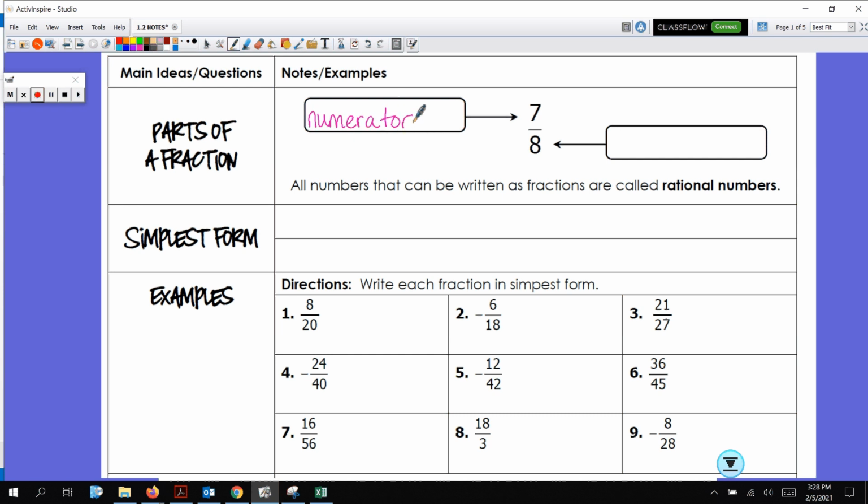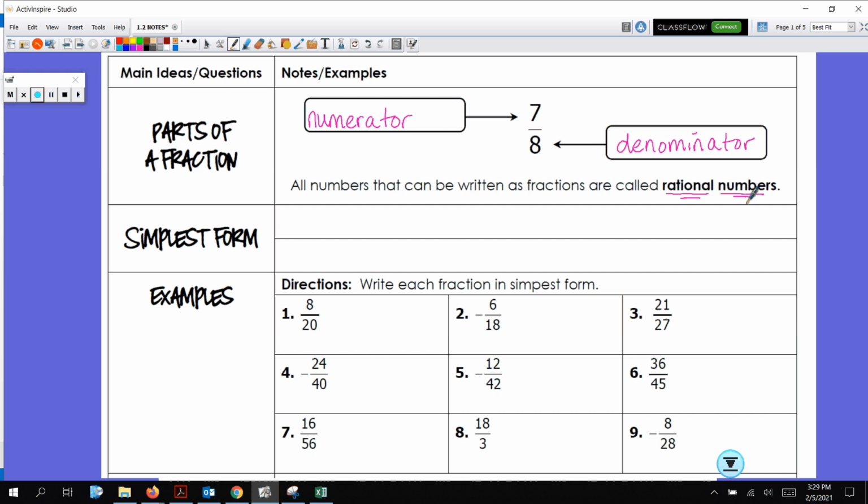Okay, this other box here is pointing to the 8. That's at the bottom. That is the denominator. All right, so all numbers that can be written as fractions are also called rational numbers. We will talk about that in a little bit at the end of this chapter.